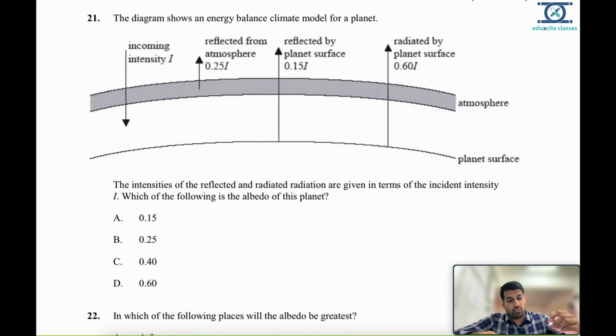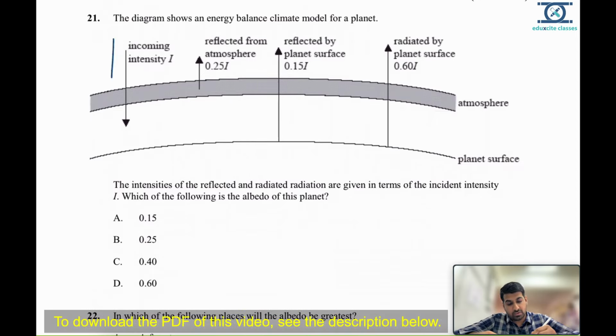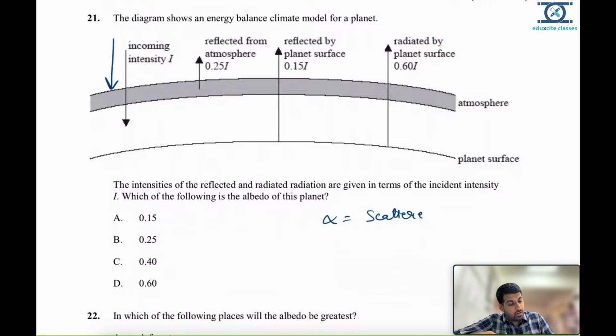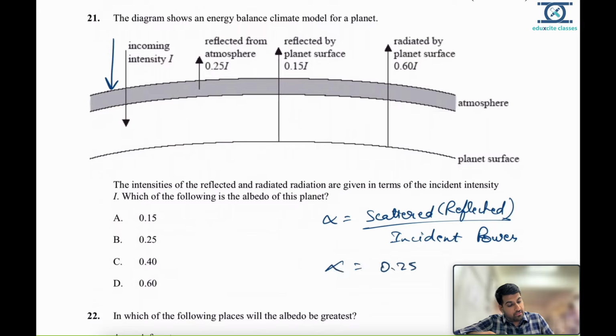Now question number 21 is a misleading diagram. This diagram should be like this. The intensity coming is this. Now always remember, whenever we are discussing albedo, it is the scattered power, or you can say the reflected power, upon the incident power, not the radiated power, incident power. So here the alpha will be the reflected, 0.25 plus 0.15 of I, upon the incident, which is I. So this is 0.40, which is option C.